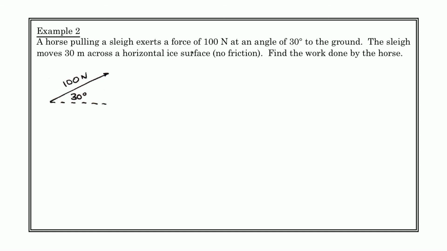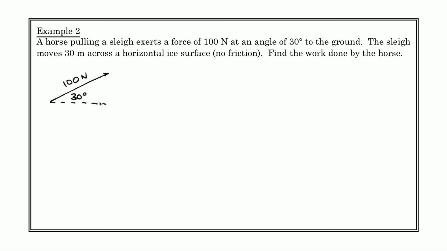But it's not pulling it exactly horizontally. It's using 100 newtons, and it's pulling at an angle of 30 degrees above the ground. Okay, so like this. The sleigh moves 30 meters across a horizontal ice surface. There's no friction acting. How much work is the horse doing?